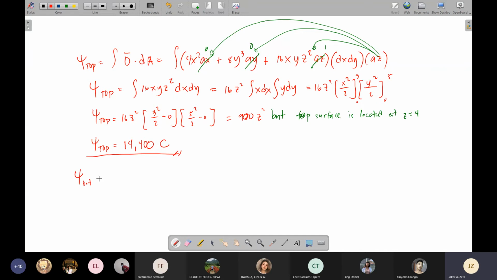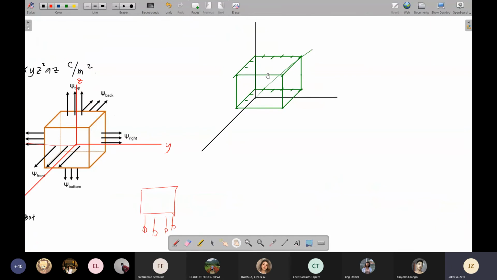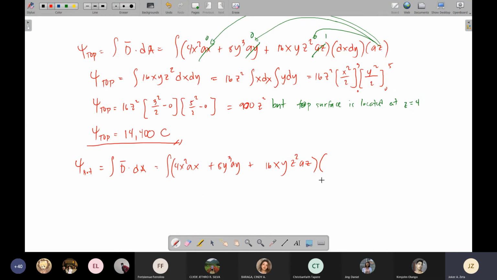Flux sa bottom. Integral sa flux density times differential area equals integral sa 4x squared ax plus 8y cubed ay plus 16xyz squared az. Ang differential area sa bottom, of course, parehas ra sa top. Tanawon lang nato ang dimension sa bottom, you have x and y gihapon. So therefore, ang differential area sa bottom still the same nga dx dy.